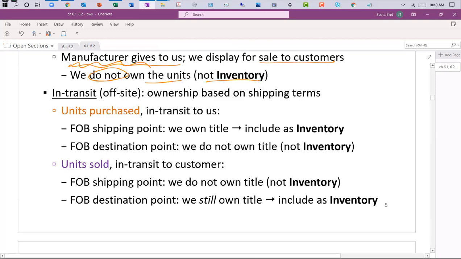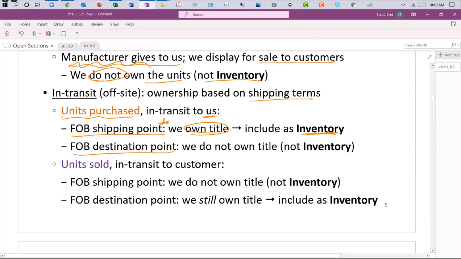Goods in transit. This kind of harkens back to some of these other terms we saw before. When goods are in transit, we have to worry about whether or not the title has transferred to us. So the shipping terms really determine whether or not we own the goods in transit. For units that we've purchased that are in transit to us, manufacturers sold us the goods. Goods that are shipped FOB shipping point, we own the title to those, and we want to include those as inventory because we got the title as soon as the goods were shipped.